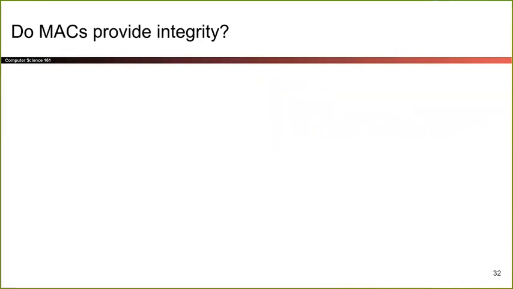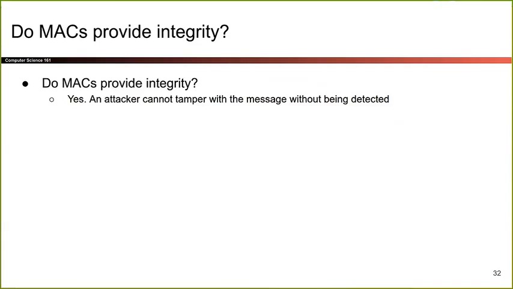Okay, so again, we've created our first MAC, and now we have to ask ourselves again, well, do they provide integrity? Do we solve our problem? And well, since we're almost short on time, I can just tell you that the answer is yes. So the attacker cannot tamper with the message without being detected this time.